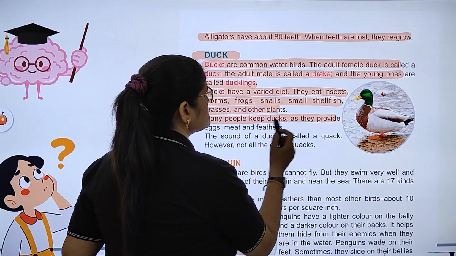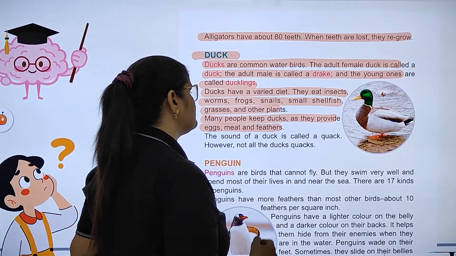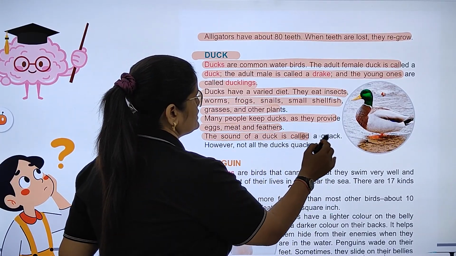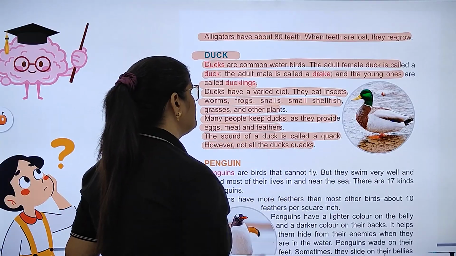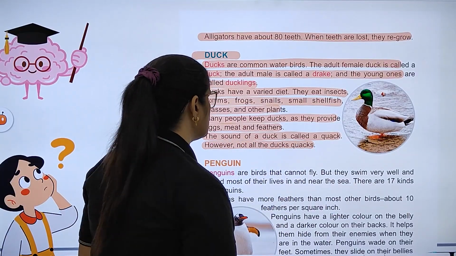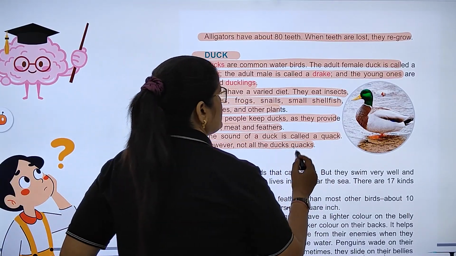Many people keep ducks as they provide eggs, meat, and feathers. The sound of a duck is called a quack. However, not all ducks quack. Next one is penguin.